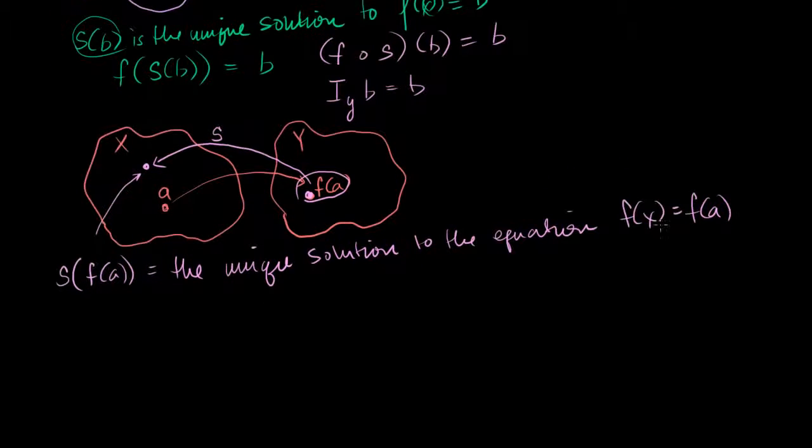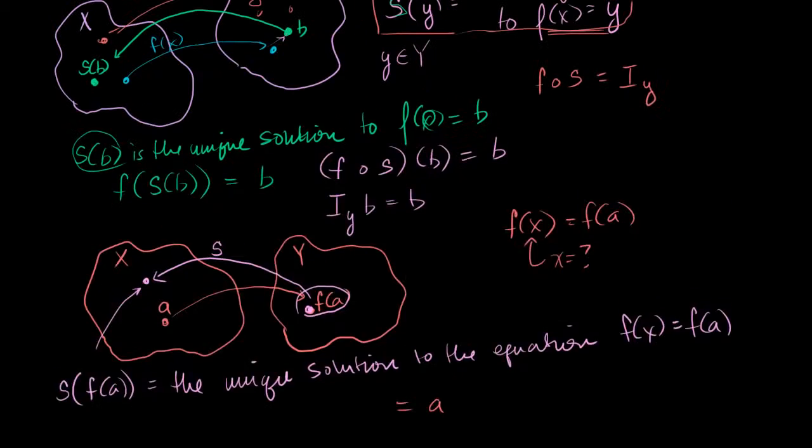Well, you could say this in a very convoluted way, but before you learned any linear algebra, if I said, look, if I have the equation f of x is equal to f of a, what is the unique solution to this equation? What does x equal? Well, x would have to be equal to a. So the unique solution to the equation f of x is equal to f of a is a. And we know that there's only one solution to that.